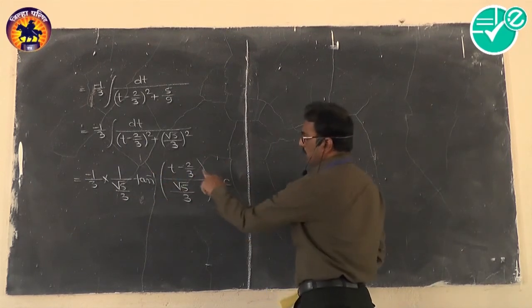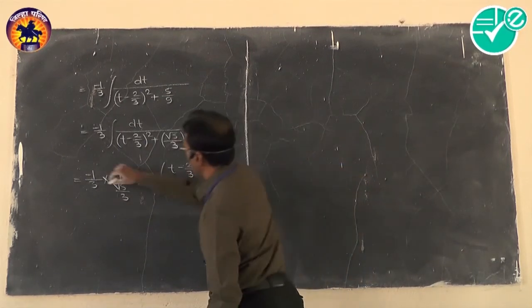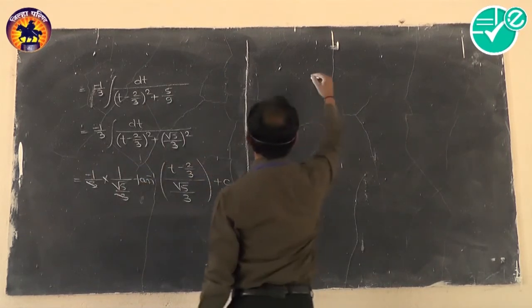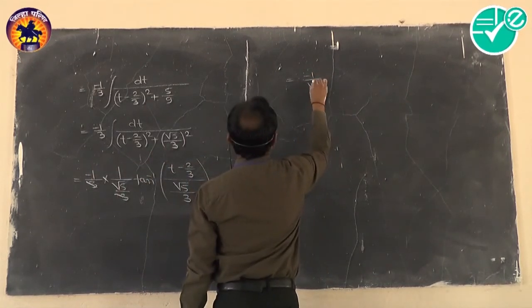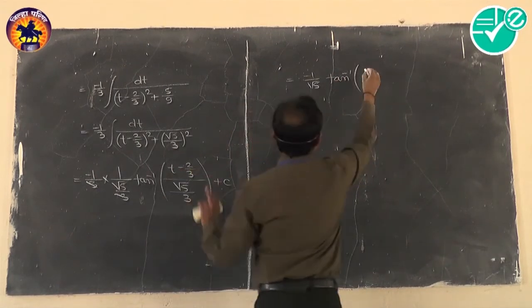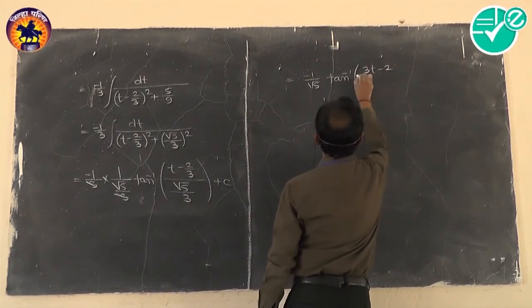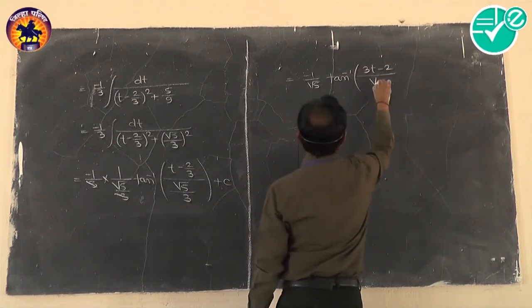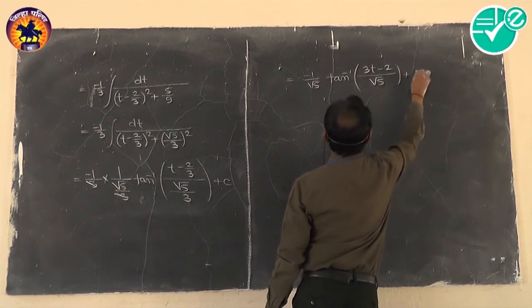Now I think those students who have skill can write the direct answer by multiplying numerator by 3, multiplying denominator by 3. These 3 and these 3 get cancelled. At the same time, these 3 and these 3 also get cancelled. So it is minus 1 by root 5, it is a tan inverse of, numerator is 3t minus 2 and denominator is root 5 and then plus c.